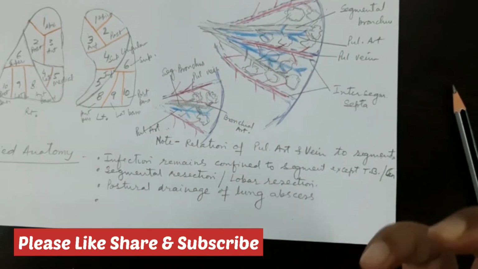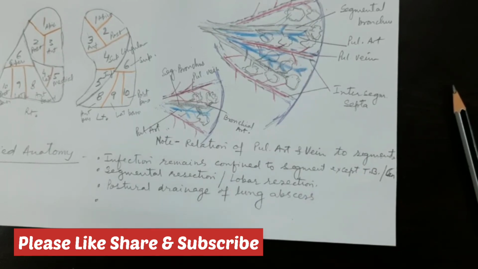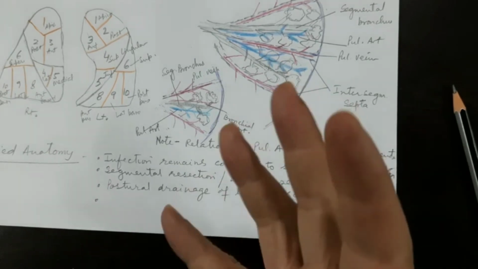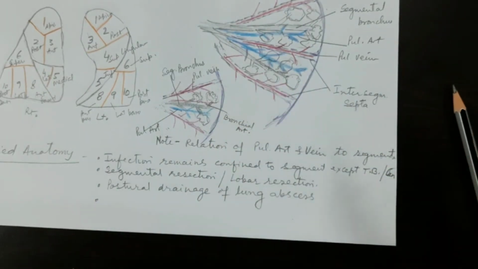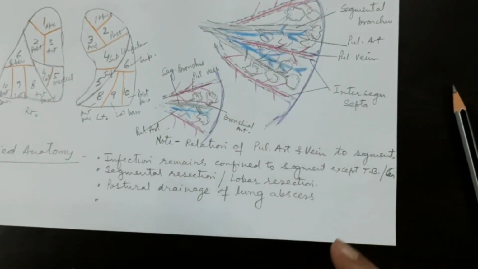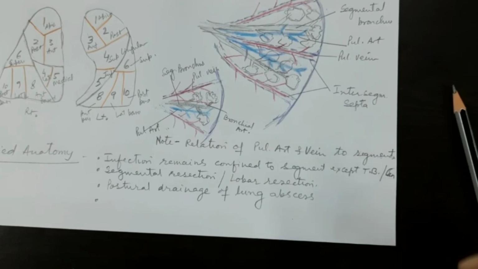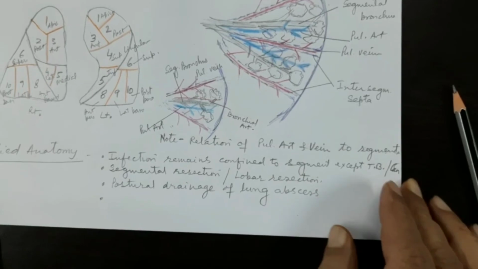And that's why this fact is utilized to drain the pus. If pus is collected inside the lung, we will put the patient in that position that will facilitate the drainage of the pus through the trachea. You put the patient in that position so that due to gravity the pus can come into this tubular system of the bronchial tree and be drained out. So this is called postural drainage of a lung abscess. Abscess means collection of pus.